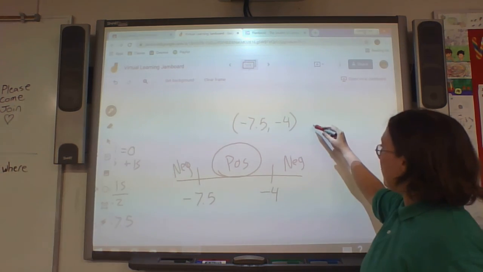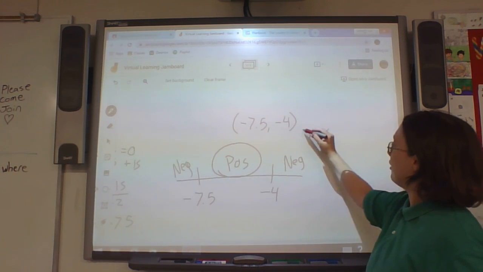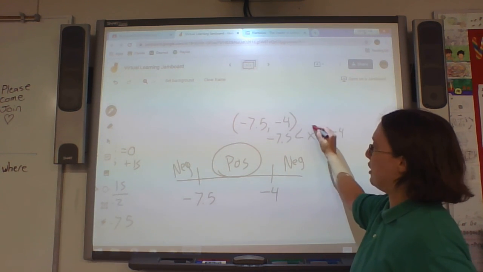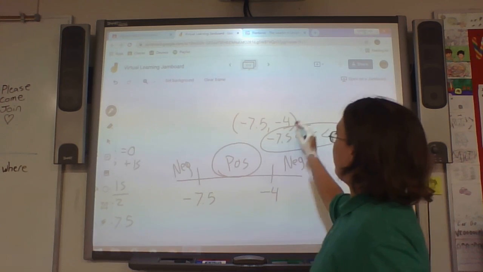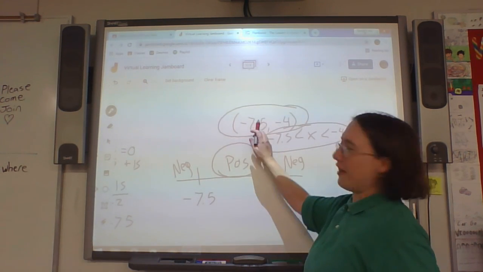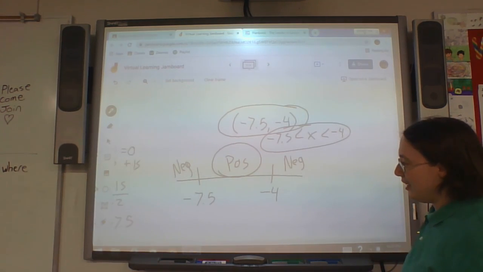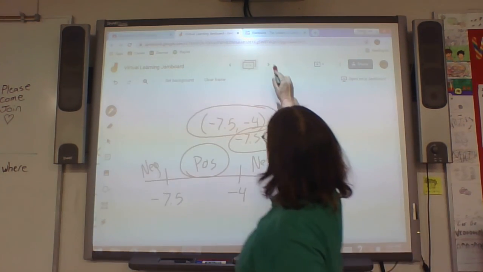Or again, if you wrote that as x is less than negative 4 and greater than negative 7.5, that would also be okay. Just remember that if you're double checking your answers in the back, they'll have this rather than this, but it's the same thing. Either one's okay. Okay, let's do one more of those.